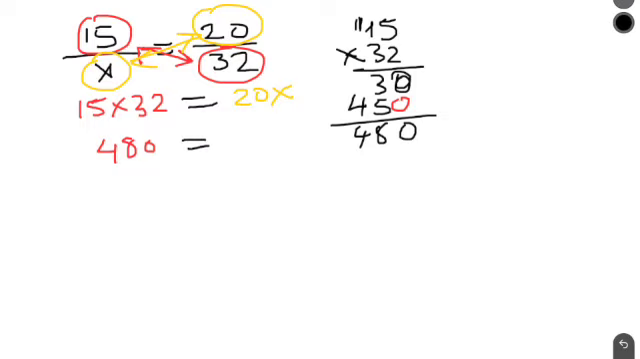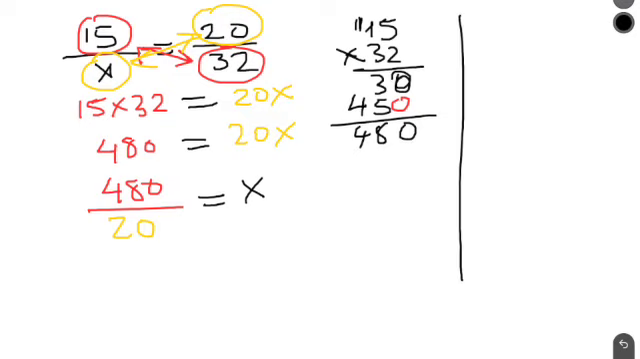Okay, so this product of 15 times 32 is 480. And that equals 20x. Okay, and then we proceed to step 2, which is divide the known product. This is our known product. Divide the known product by the known factor. This is the known factor, 20. So we divide the known product, 480 divided by 20 equals x. And once again, I don't have my calculator, so why don't we solve that real quick.